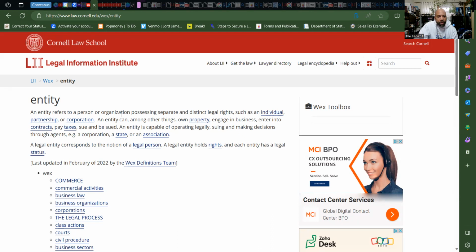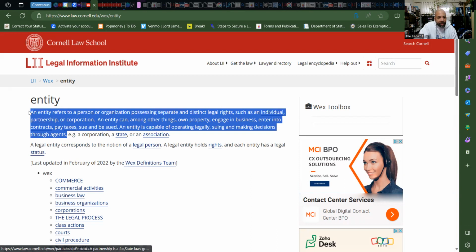An entity refers to a person or organization. So once again, they're double talking. You need to hyperlink this. But we know that in the legal system that this is a legal person. So an entity is a legal person or an organization possessing separate and distinct legal rights. So distinct from what? Such as an individual, partnership, corporation. An entity, among other things, can own property, engage in business, enter into contracts, pay taxes, sue, or be sued. An entity is capable of operating legally and suing and making decisions through agents, meaning agents in this case would be the living person.